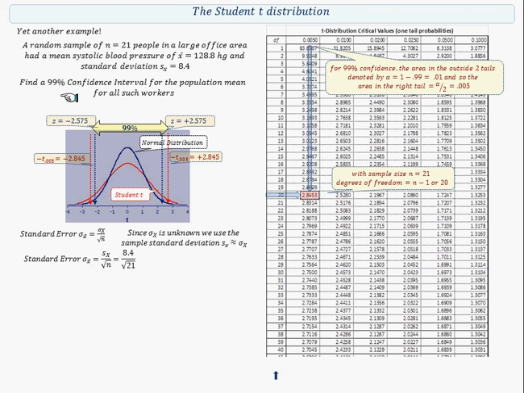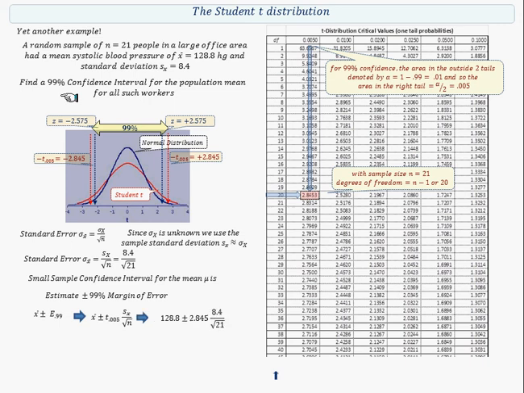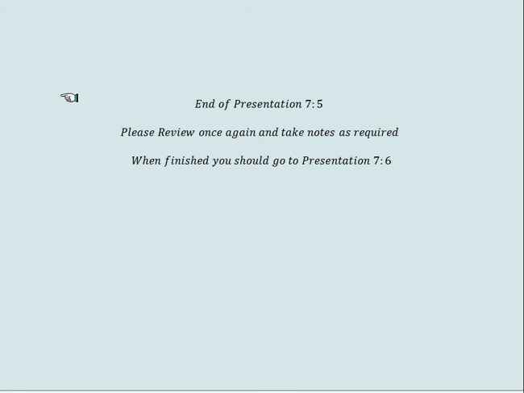The standard error is given by 8.4 over root 21. The margin of error is coming on the screen here now. 120.8, that's your sample mean x bar, plus or minus 2.845 times the standard error. And this gives rise to the confidence interval.